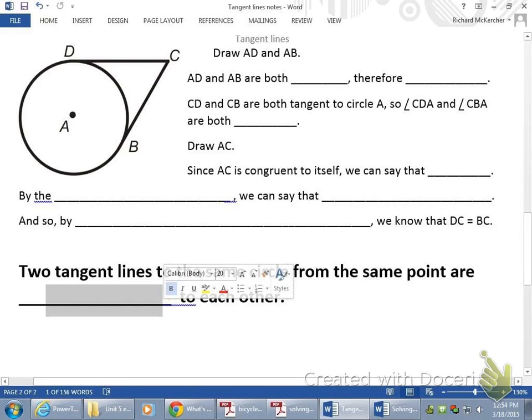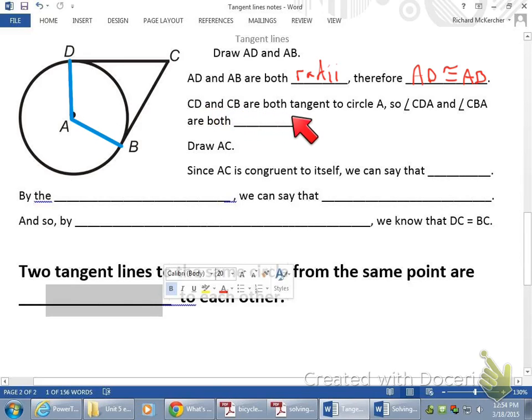Now what we're going to do is I want you to draw in AD and AB. So I'm going to go ahead and do that. Now AD and AB are both radius, right? So it's actually radii. That's just plural for radius. Therefore, AD is congruent to AB. They're the same. Aren't all radii the same?